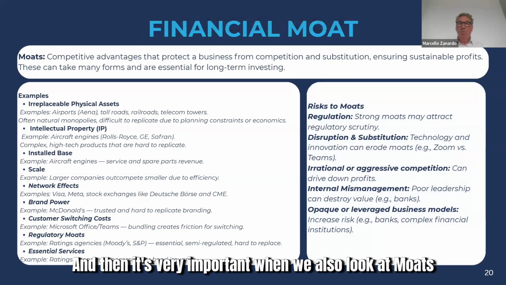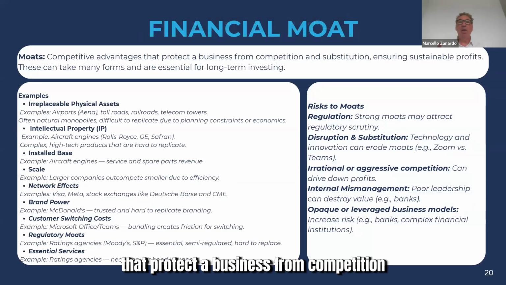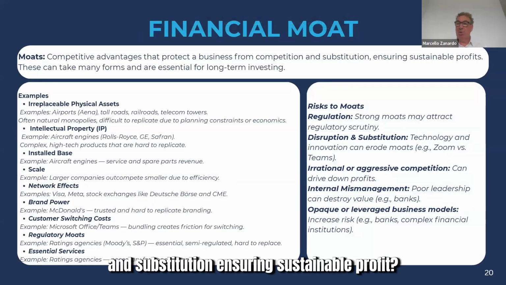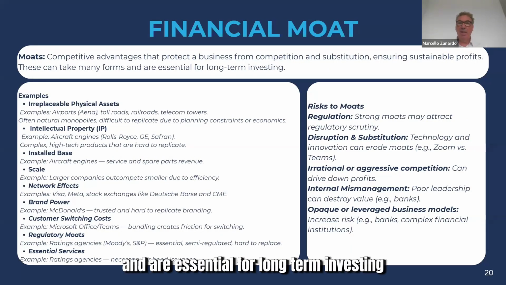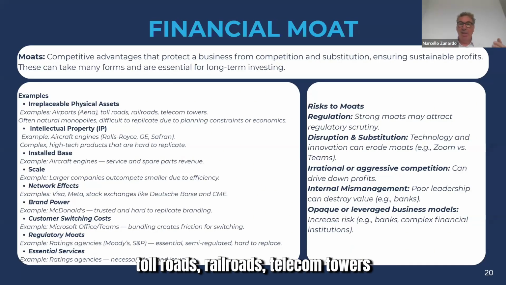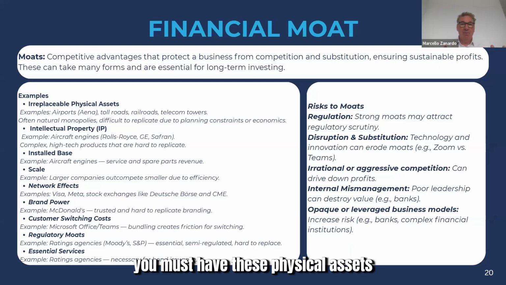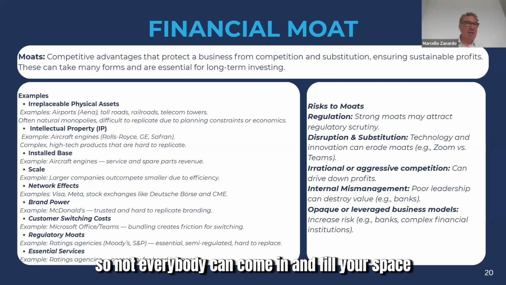And then it's very important when we also look at moats, at the business in itself. What are the competitive advantages that protect a business from competition and substitution, ensuring sustainable profit? These can take many forms and are essential for long-term investing. For example, irreplaceable physical assets like airports, toll roads, railroads, telecom towers. If you operate in this business, to enter this business, you must have these physical assets. So not everybody can come in and fill your space.